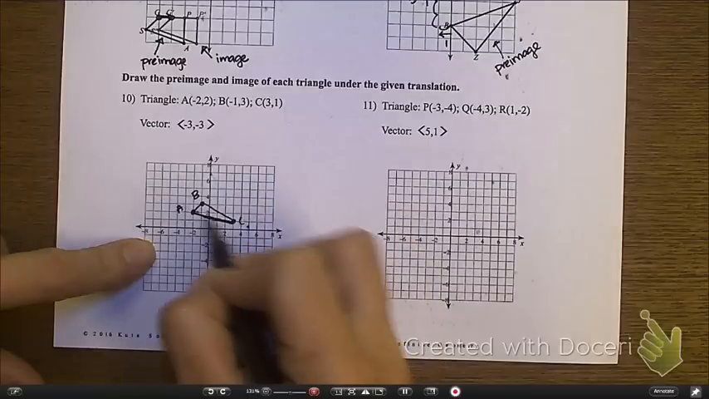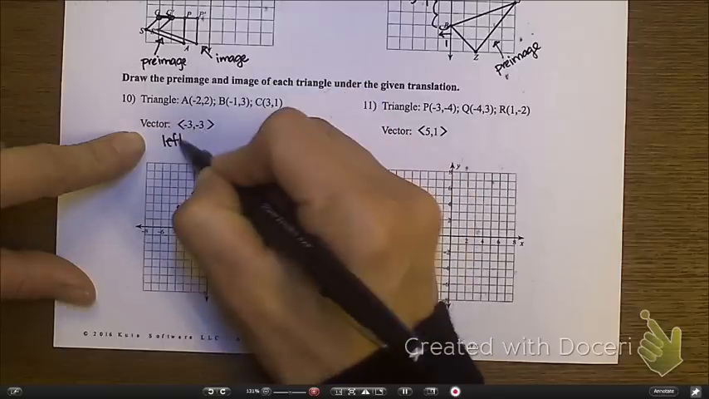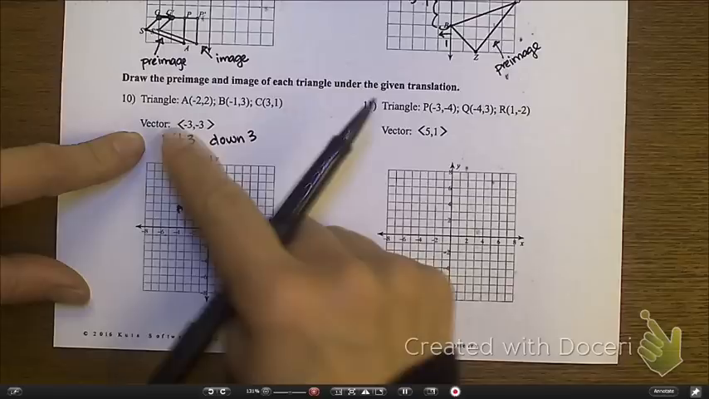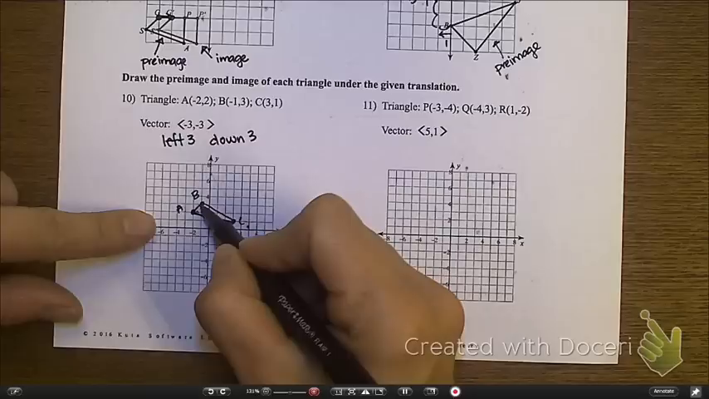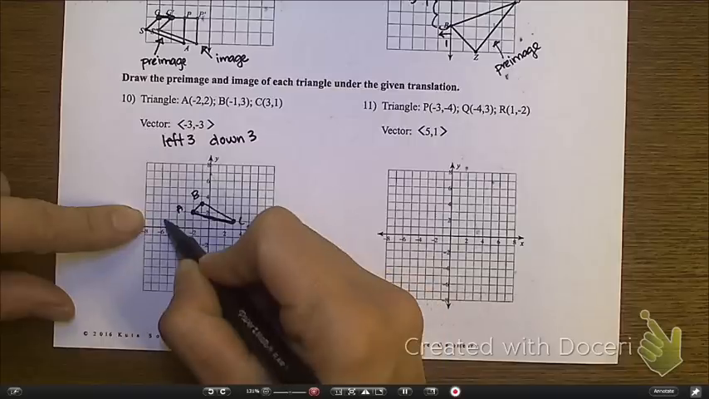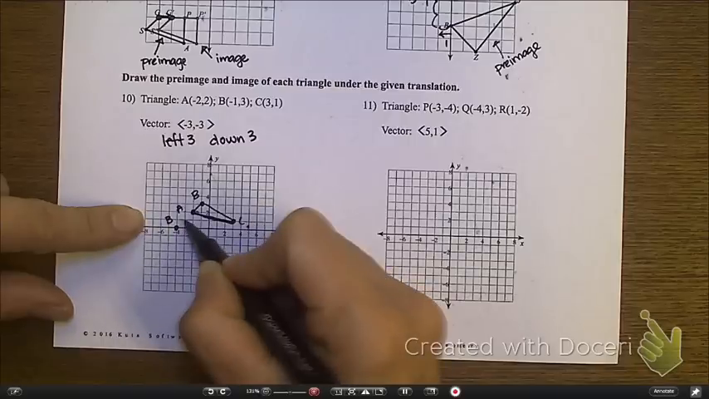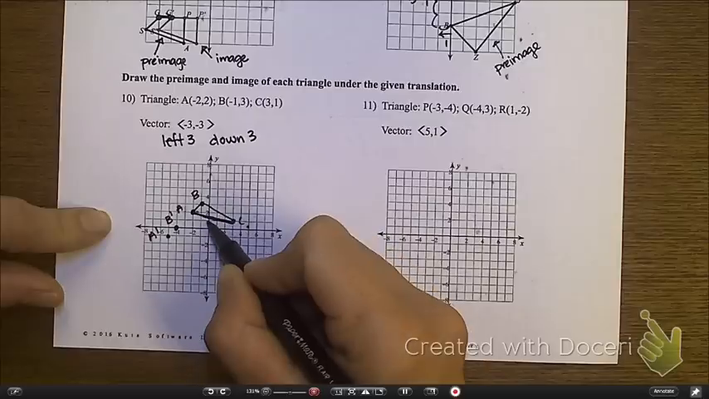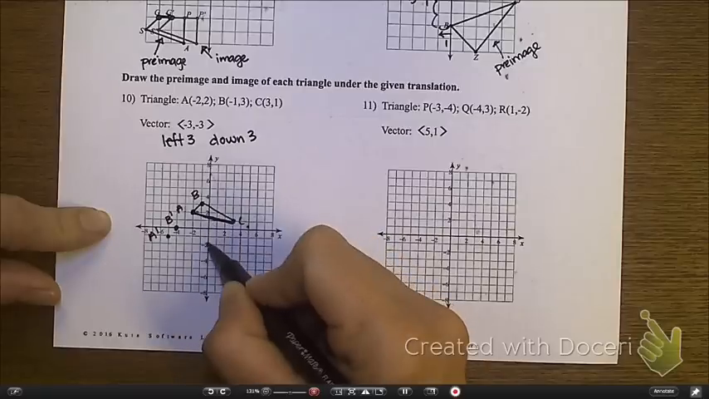So now I'm going to go ahead and apply this vector. This vector is telling me to go left 3, down 3. Because negative would imply left, negative here would also imply down. So from this point I'm going to go left 1, 2, 3, down 1, 2, 3. That's where B prime is. Then I'm going to do A prime, left 1, 2, 3, down 1, 2, 3. Here's A prime. And for C, left 1, 2, 3, down 1, 2, 3. All right, so there's your shape.